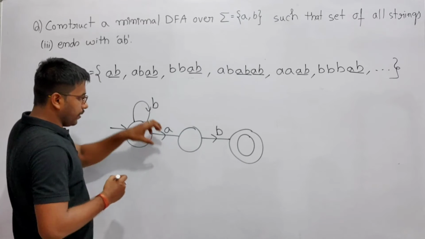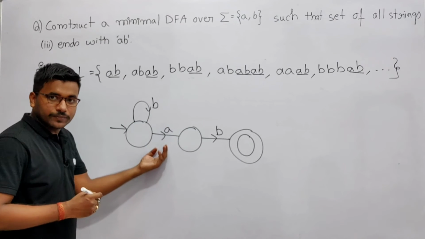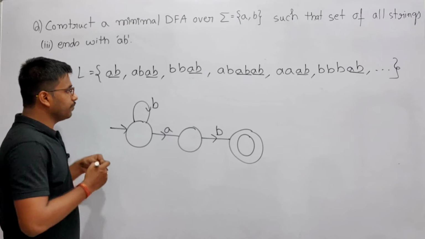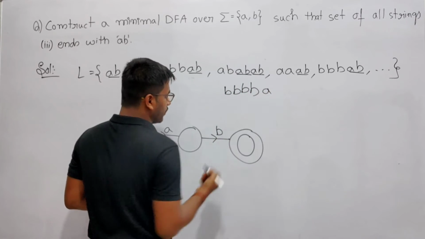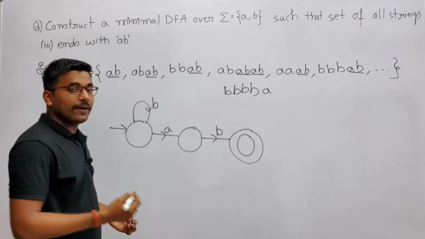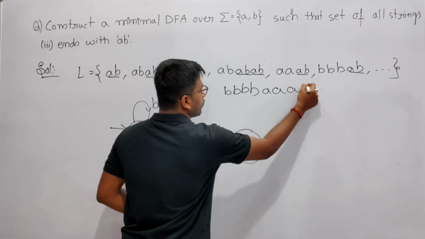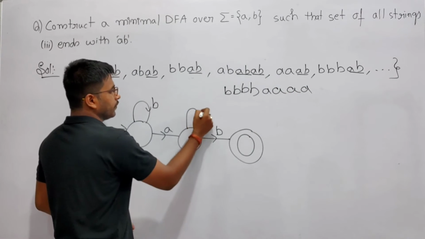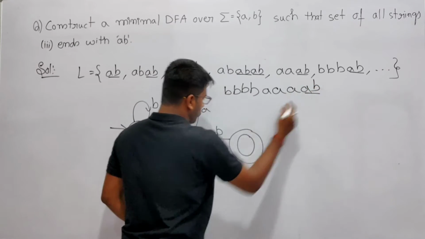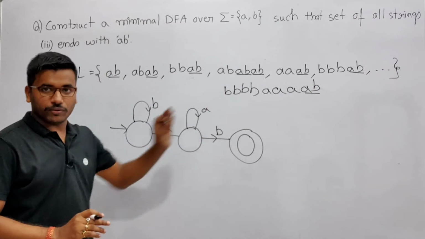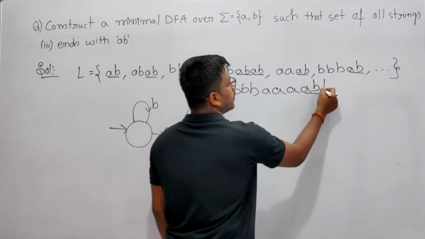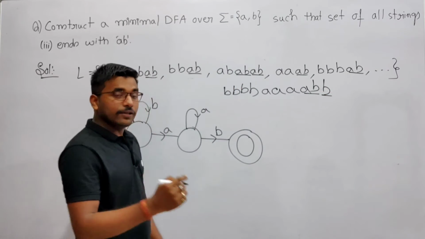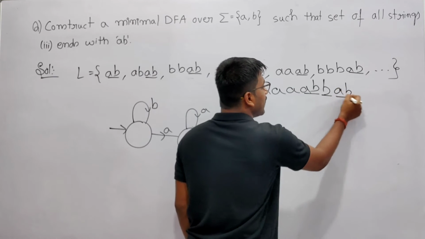So this was the first A I got. Before getting the first A, I can have any number of B. So any number of B, then A I got. Now after getting A, I can have any number of A. B remains there. Then you got B, accept it. So these are the possibilities. Now after reaching B, you can have B again. Now again you require AB at last, then only you will accept.